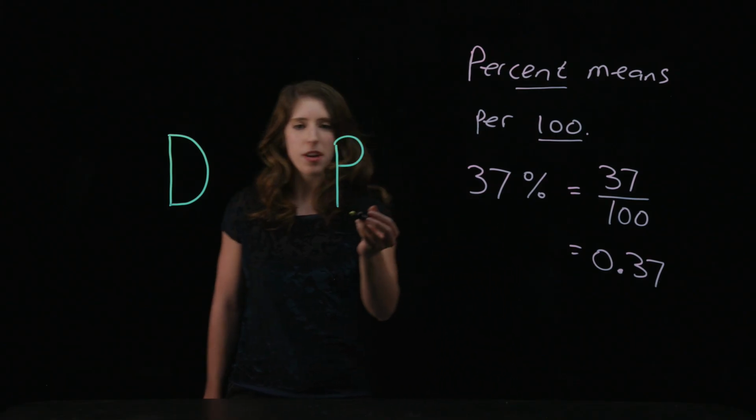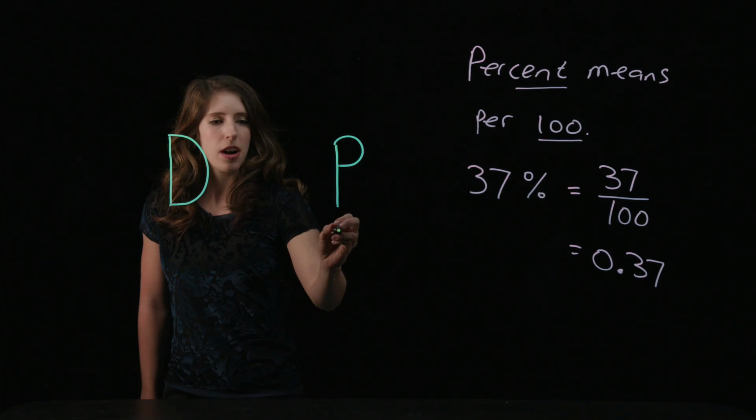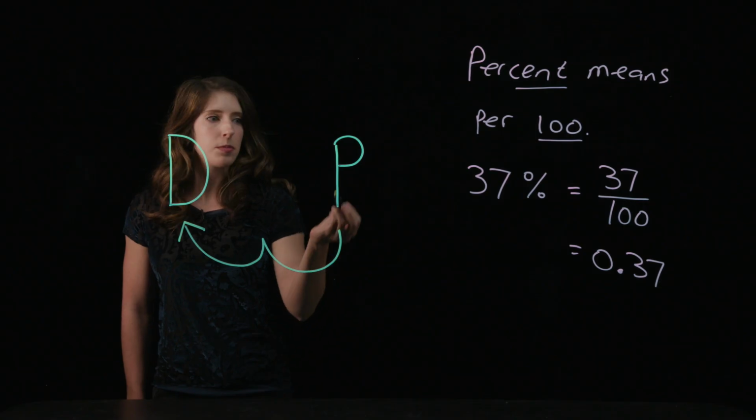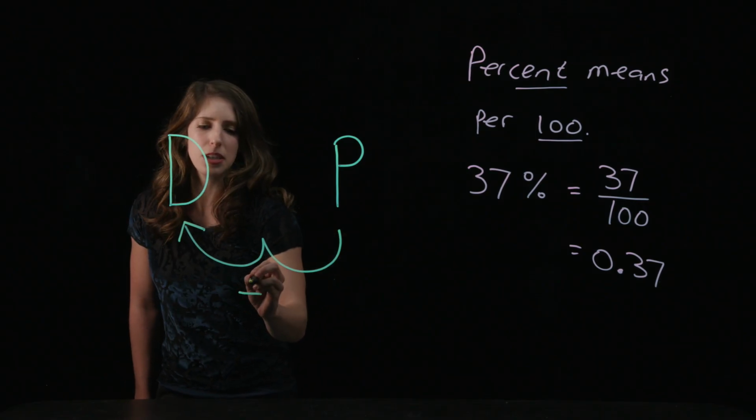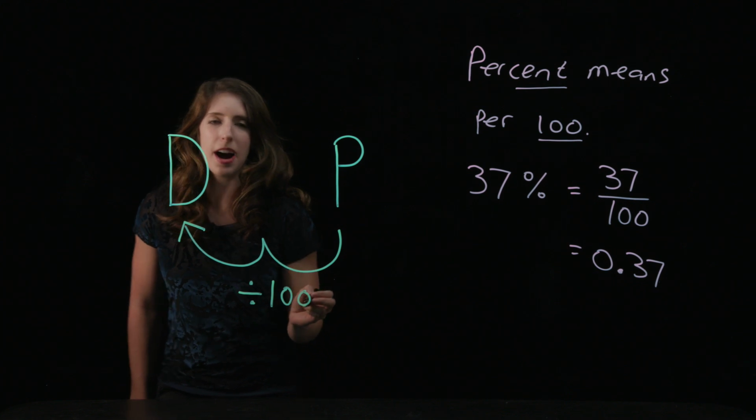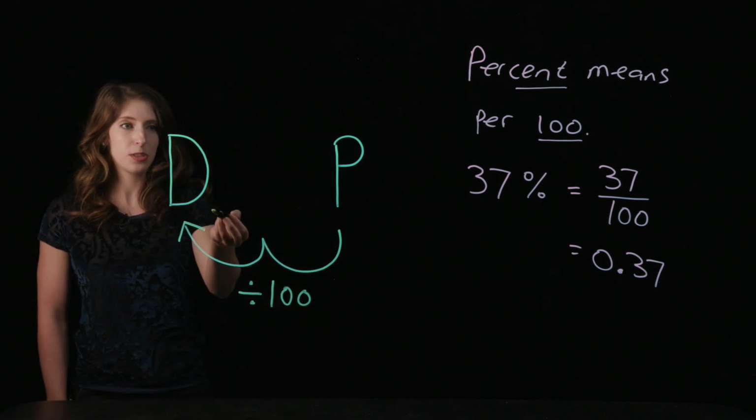So how could we draw that on our diagram? I'm going to draw a double arc arrow going left from percent to decimal. So that decimal point moved 2 spaces to the left, which was really just a shortcut to divide by 100. Okay, so that's one direction.